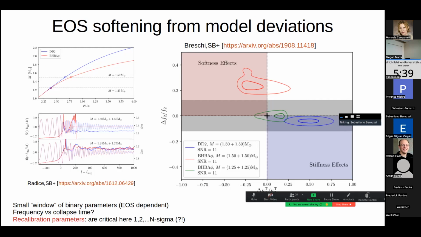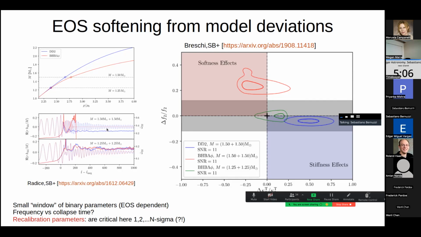Well, first of all, this type of effect is confined to a very small window of binary parameters. They are EOS independent, and they are confined, for instance, to certain masses. And second, you can of course inject a signal and see that one signal, with a phase transition, gives you a very fast collapse, whereas the other is stable, so you can look at this type of thing.